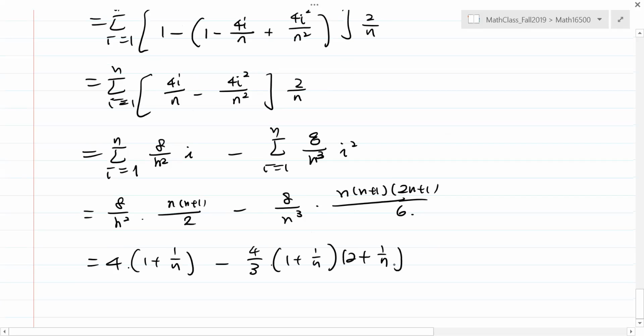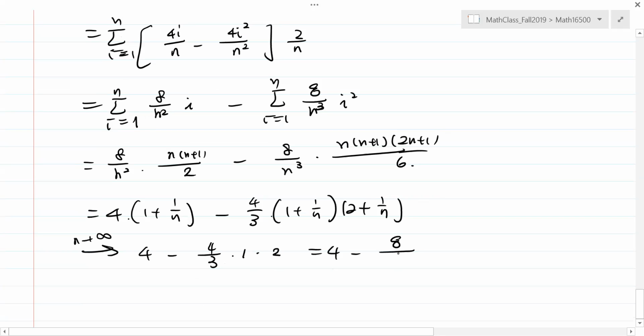So when n approaches infinity, this has a limit because 1 over n approaches 0. So it's clearly, when n approaches infinity, 4 minus 4 over 3 times 1 times 2. Okay, it's going to be 4 minus 8 over 3. Okay, it's going to be 12 minus 8. 12 minus 8 is 4. All right, so it's going to be 4 over 3.